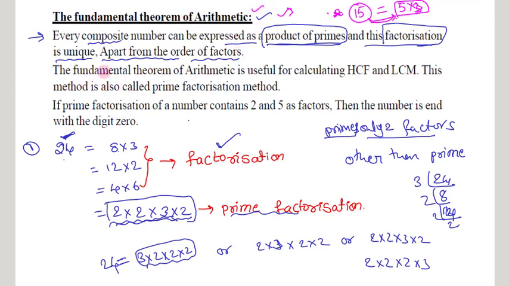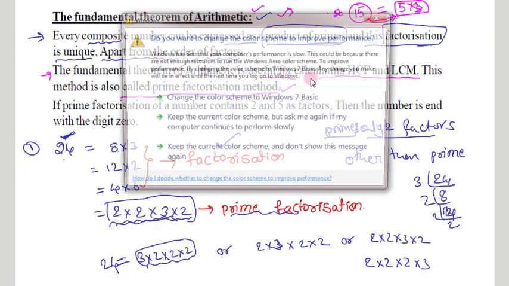Okay, next concept: the fundamental theorem of arithmetic is useful to calculate HCF and LCM. This method is also called the prime factorization method. This prime factorization method, to find out HCF and LCM, we followed in our smaller classes.